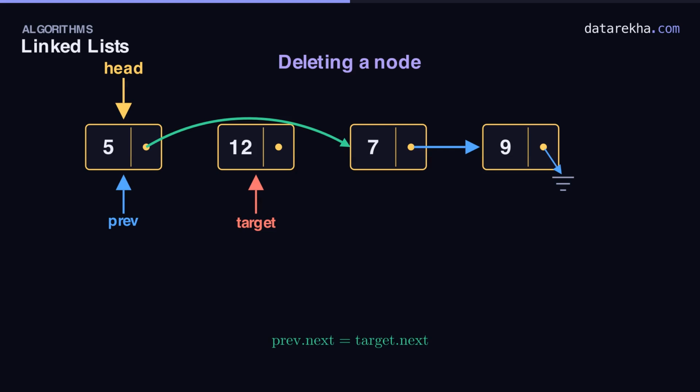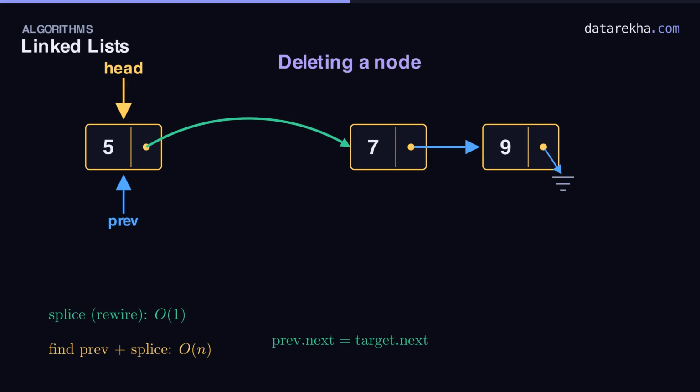In other words, make 5 point straight to 7, leaping right over 12. Watch the arrow bend across. The 12 is now unreachable. No arrow points to it anymore, so it just floats away, and its memory is reclaimed. The list reads 5, 7, 9. Done. The rewire itself is a single pointer change, order 1. But finding the predecessor from head cost a walk. So deleting by value is a walk to find, order n, plus a splice, order 1, overall order n. Hold the node and its prev, and only the order 1 splice remains.